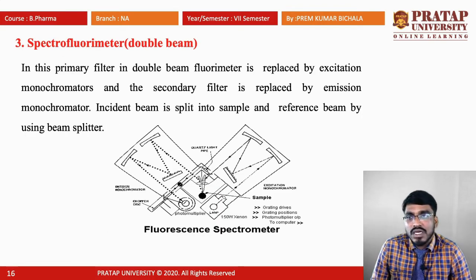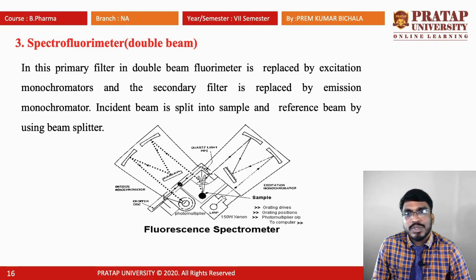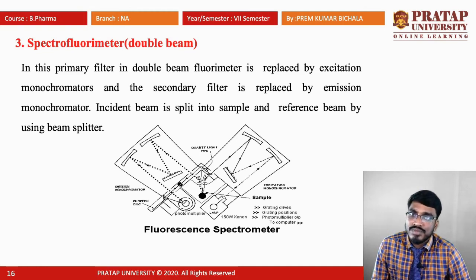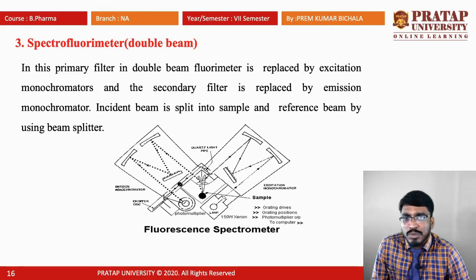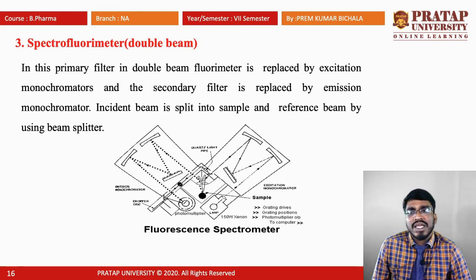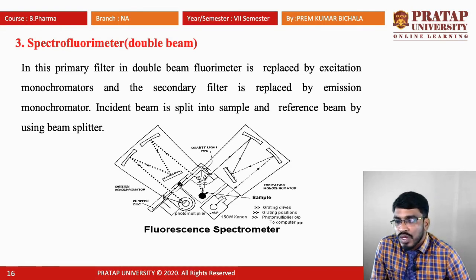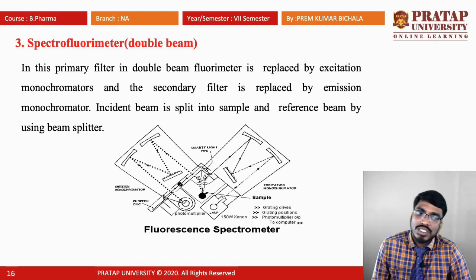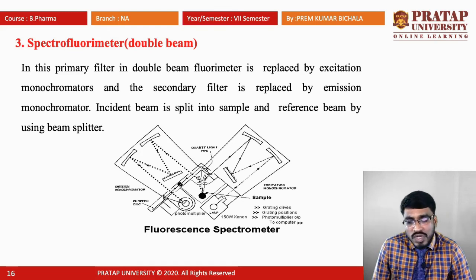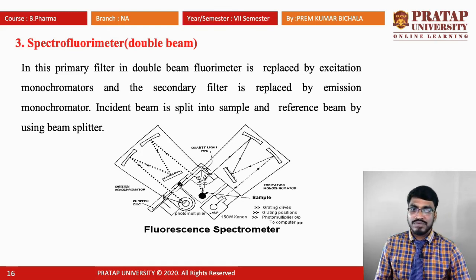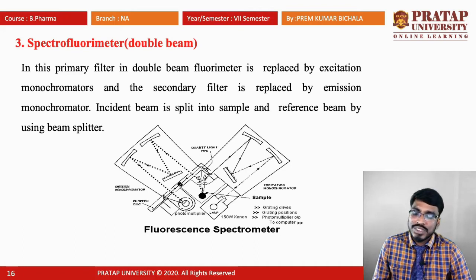So finally, the third one, the spectrofluorimeter. It has double beams. In this, the primary filter of the double beam fluorimeter is replaced by an excitation monochromator and the secondary filter is replaced by an emission monochromator. So it is an advanced spectrophotometer. Nowadays we are using this type of instrument for the determination of fluorescence of different samples.